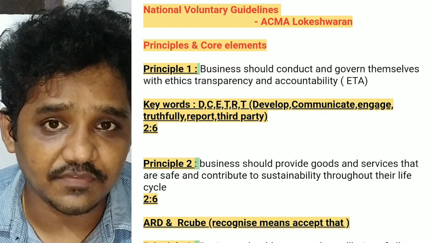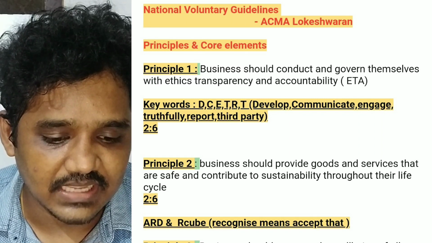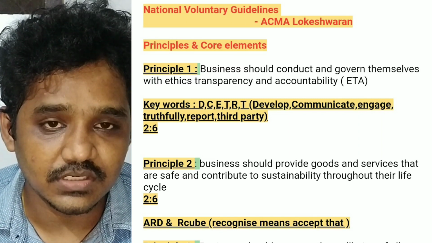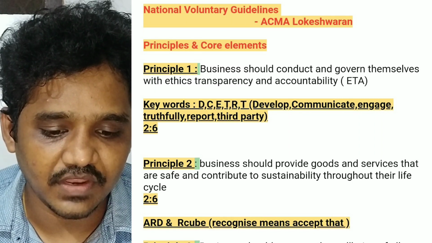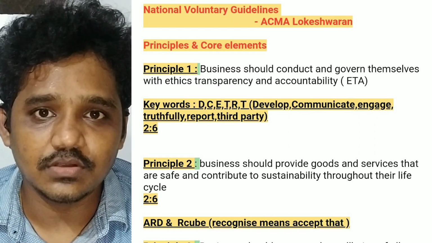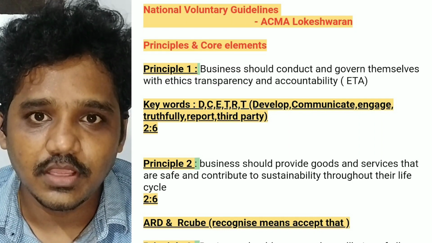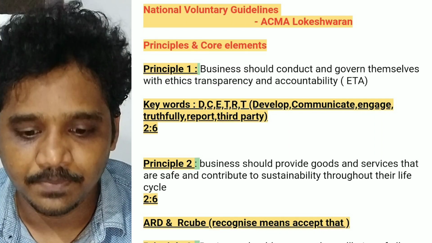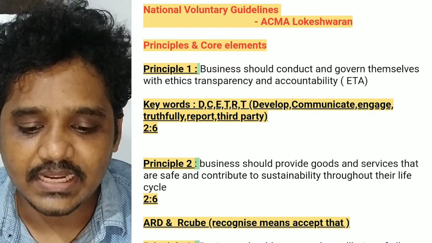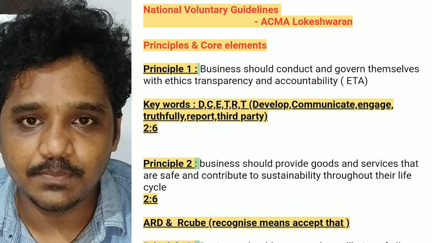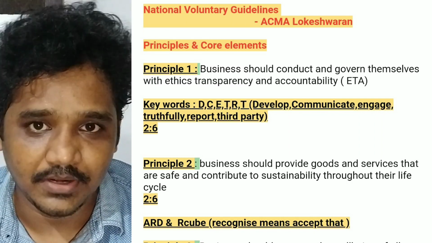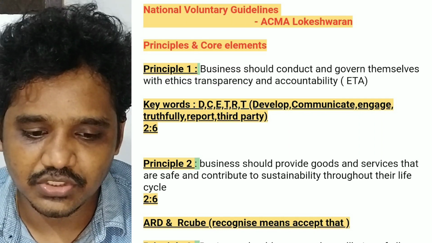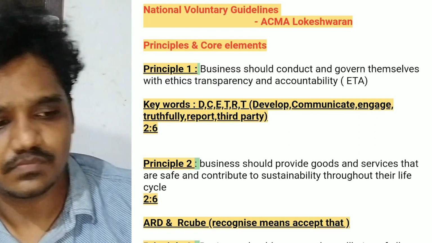Business should report on the status of their adoption of these guidelines as suggested in the reporting framework in this document. When I say third party, that means business should avoid complicity with the actions of any third party. Business should not engage in any kind of business activity relating to those third parties. Okay, so like I said previously, DCE, TRT, keep these points in mind, and you'll be able to recall the principal points. Okay, that's the short nutshell about principle number 1.